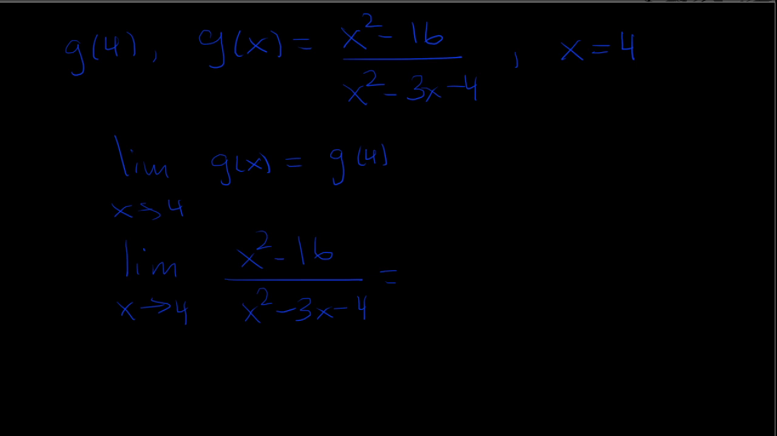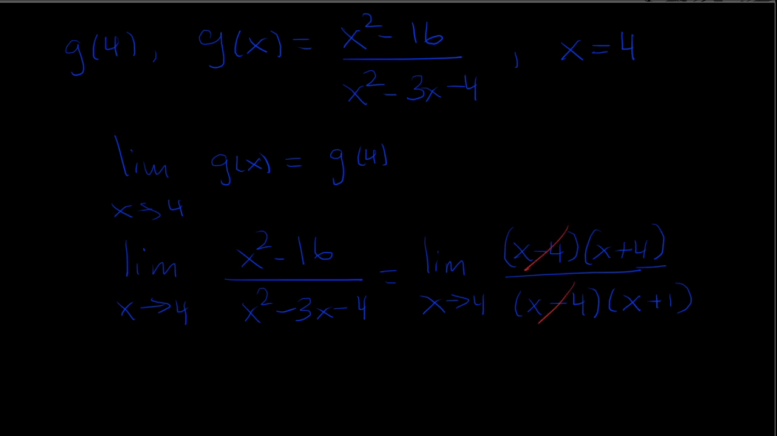Here we can factor both the numerator and the denominator. So the numerator is just a difference of 2 squares. And then the denominator we can factor into x minus 4, x plus 1. The x minus 4 factors are going to cancel. And if I plug in x equals 4, I get 8 at the top and 5 at the bottom. So my limit as x approaches 4 is going to be 8/5. And that's going to be what I want g of 4 to be.